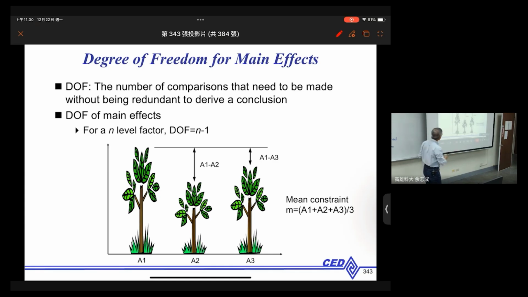Expand the idea: if we have n levels, for instance 4 levels, A1, A2, A3, A4, how many comparisons do we need to do in order to determine which level will give us the highest output? The answer will be n-1, which will be 3 comparisons. So for n-level control factors, what we call the degree of freedom will be n-1. For 3 levels, the degree of freedom will be 2.